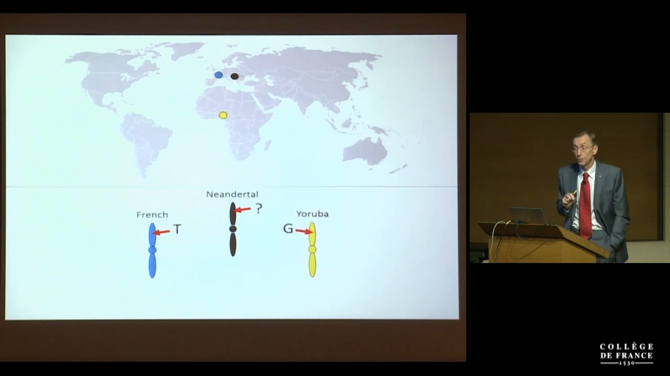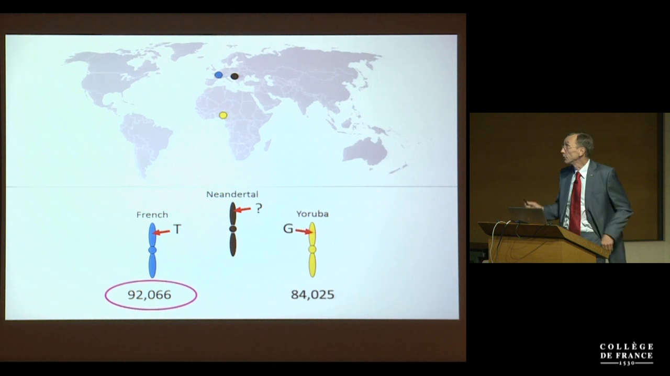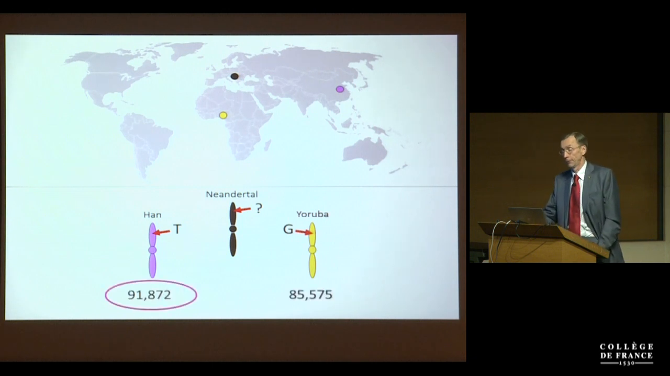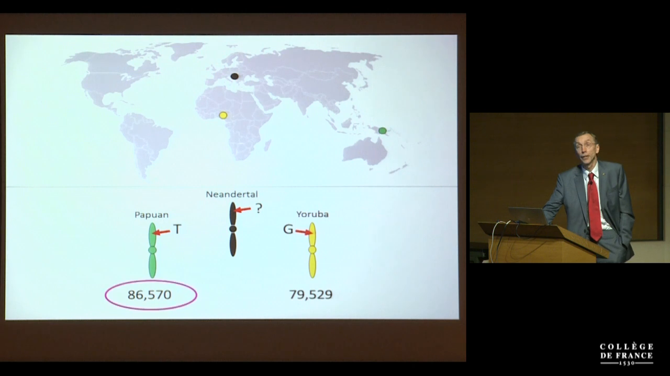If we now take a European individual and an African individual and do the same thing, what we find, to my surprise actually at the time, was statistically significantly more matching to the European individual than the African individual, suggesting that there was a genetic contribution here. Even more surprising was that when we took a Chinese individual and an African individual, we again find more matching to the Chinese person, although most people would argue there had never been Neanderthals in China. And in Papua New Guinea, again, more matching.